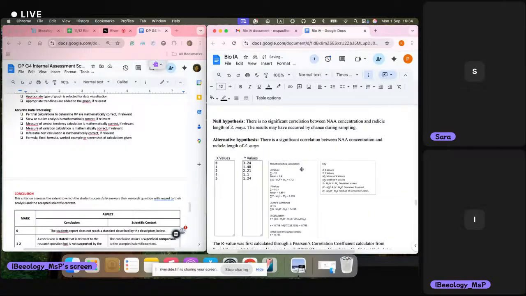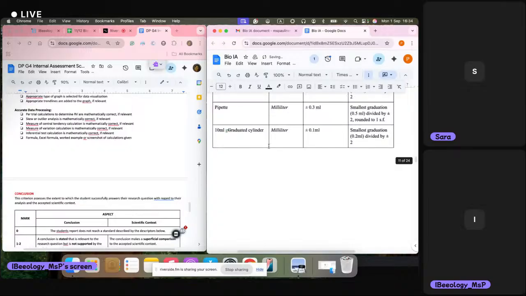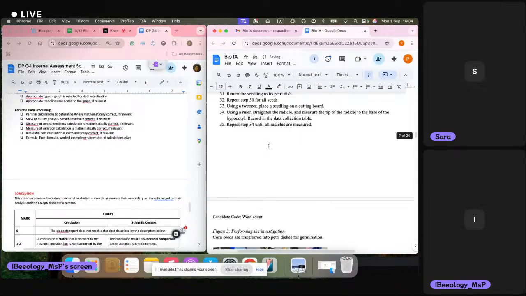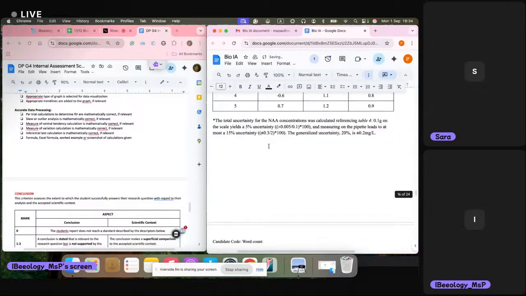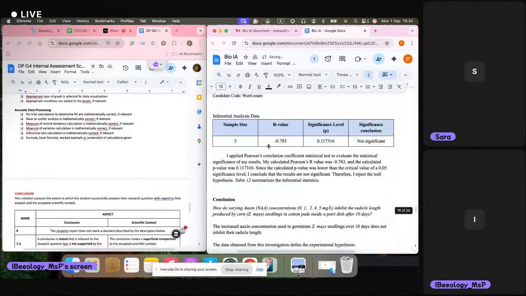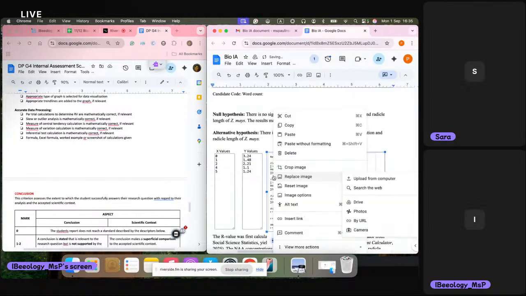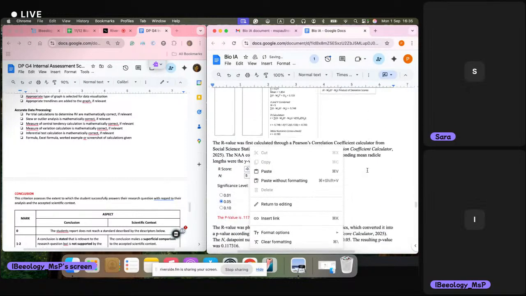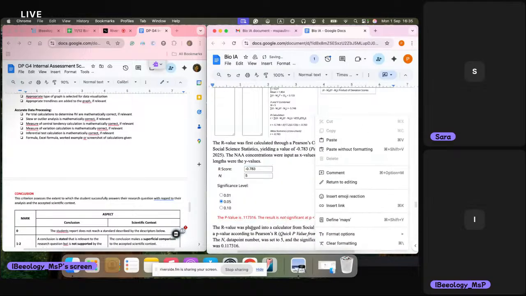All right. Okay, so the null hypothesis. I would suggest writing it in the research design, up there, instead of waiting till the end. And what did you use? You used the website for the r value, for the Pearson correlation of science statistics. Why am I having all of this?